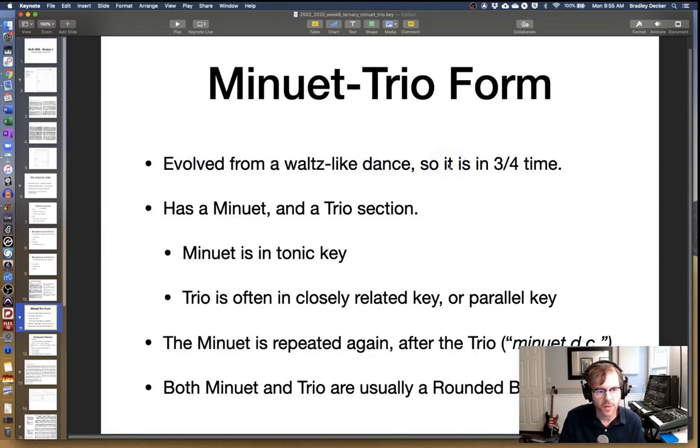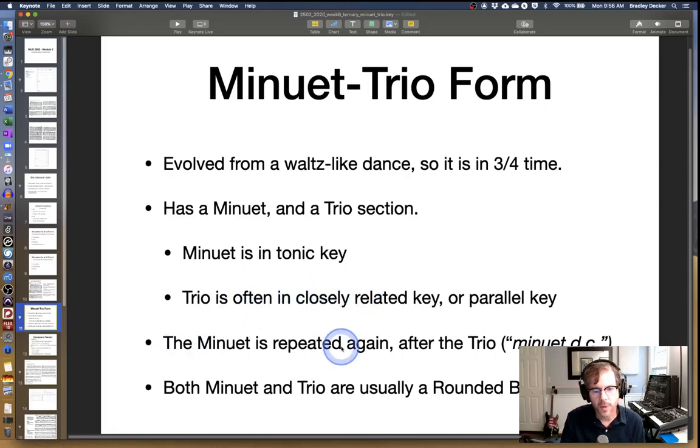The Minuet-Trio evolved from the Baroque dance waltz. So it is in 3/4 time, and it has 2 sections where the first one is repeated at the end. The minuet is often in the tonic key, major or minor, and the trio is often in a closely related key or parallel key. So if the minuet is in major key, the trio will often be in either the relative minor, the parallel minor, or the dominant. If the minuet is in a minor key, your trio will be in the relative major, the parallel major, usually.